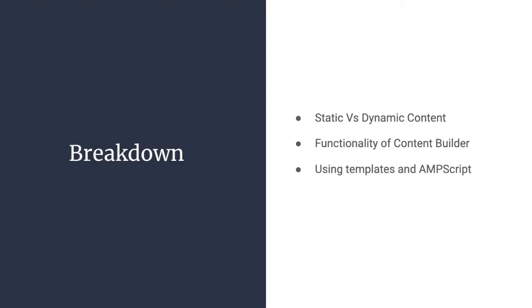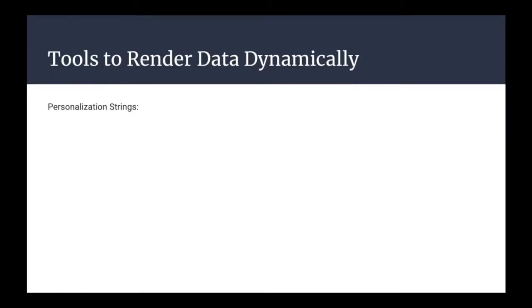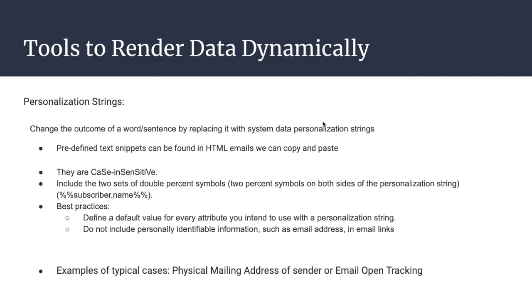Without further ado, let's cover what are some tools that you can use to render data dynamically within Marketing Cloud. This is a very important topic since one of the most prominent elements of good email design includes using dynamic data to really personalize and cater to each and every one of your subscribers. And right away, we can use a personalization string. It changes the outcome of a word or sentence by replacing it with system data. Certain predefined text snippets can be found in HTML emails that we can copy and paste.